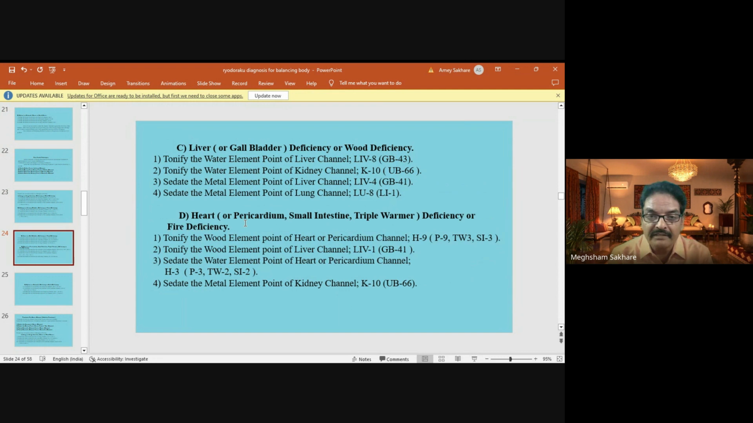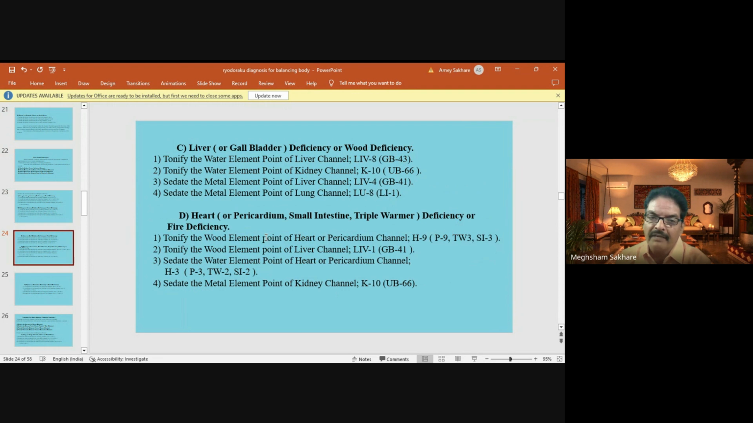Then heart or pericardium, small intestine, triple warmer, all these are fire element channels, deficiency of the fire. So to increase the fire, wood should supply. Tonify the wood element of the heart, pericardium channel or triple warmer channel or small intestine channel. Tonify wood element point of the liver channel, this liver 1 or GB41.